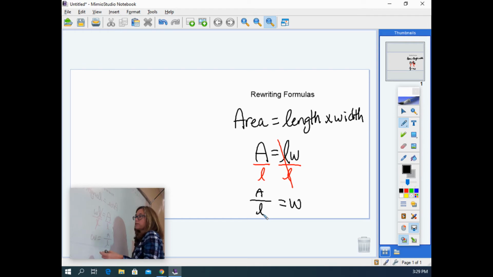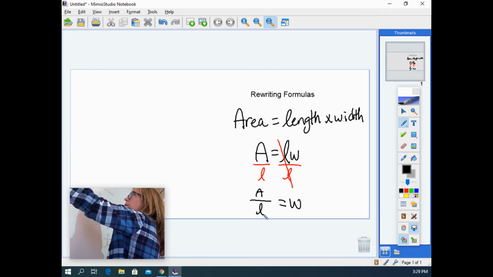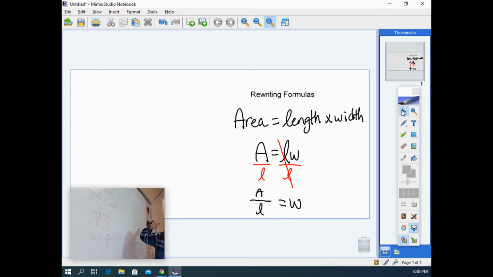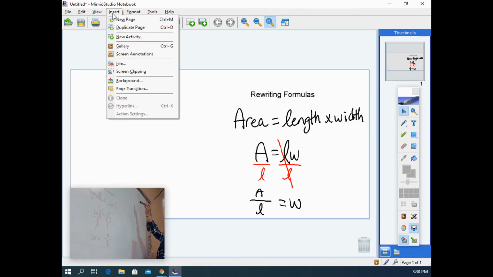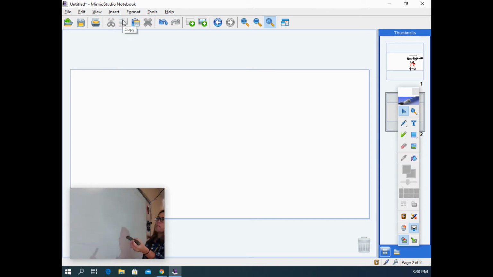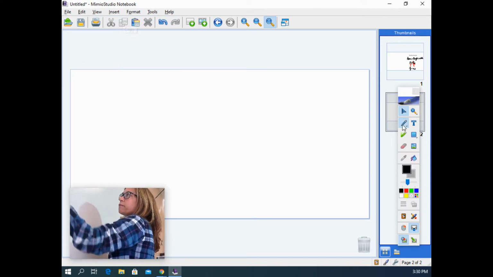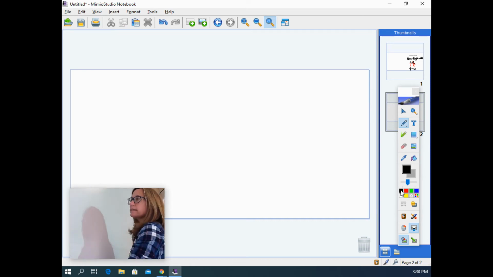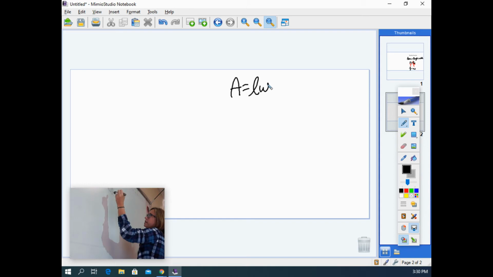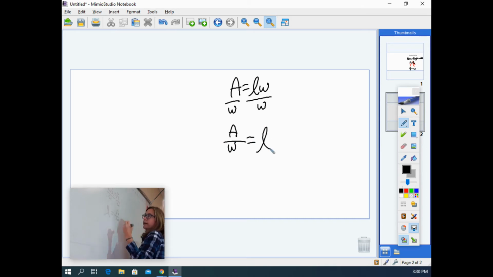Okay, so let's try another one. Let's use the same formula just so we get the hang of it. For area equals length times width, let's say we want the L by itself. We want the length by itself. Divide both sides by W. So you get area divided by the width is going to give you the length.